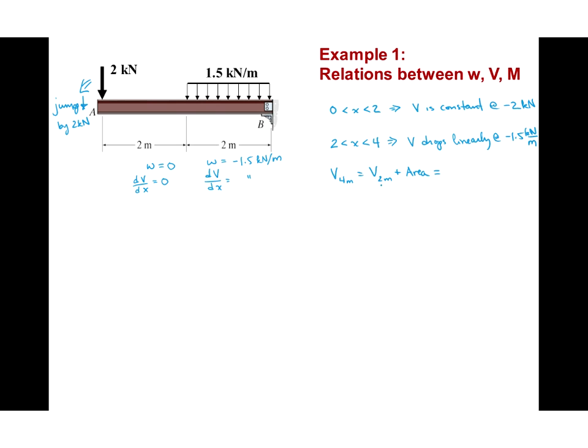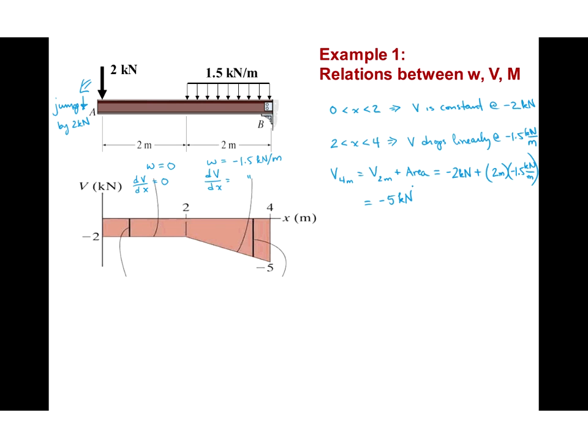And we know that V at 2 meters is this constant -2 kilonewtons, so -2 kilonewtons, plus the area of the distributed loading diagram, which has a width of 2 meters and a height of -1.5 kilonewtons per meter. And 2 times -1.5 is -3 kilonewtons, and so if we add that on to -2, it tells us that V at 4 meters is equal to minus 5 kilonewtons.